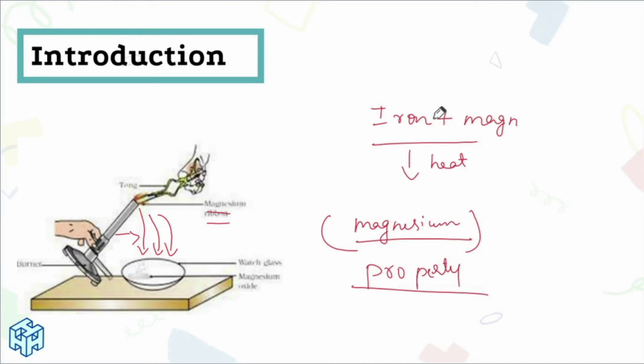Let me take a very clear example of magnesium oxide, which is relevant to your textbook. Magnesium plus oxygen. Now I am getting magnesium oxide. It has different properties, completely different. Are you able to understand it?